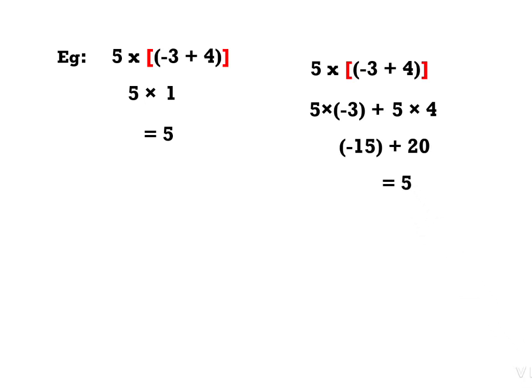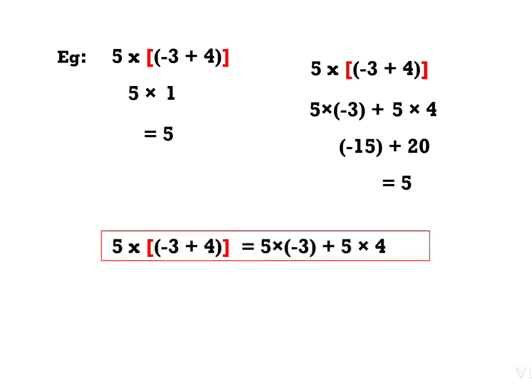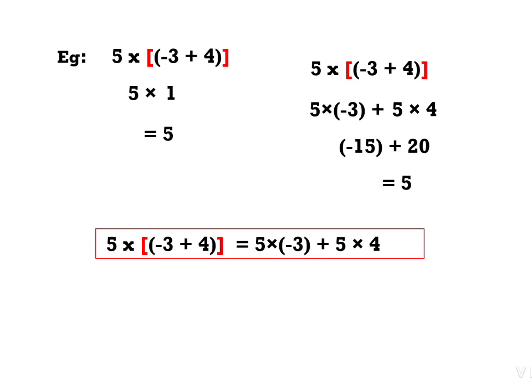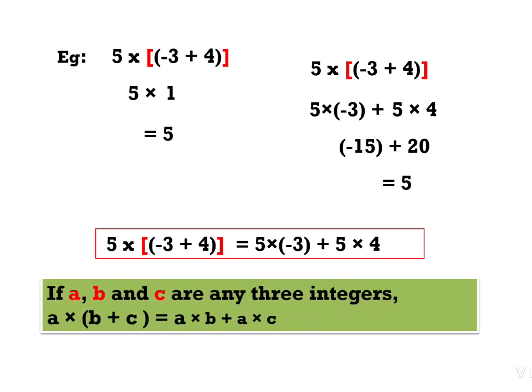Here we can see the same answer. From this we can write 5 into (-3 + 4) equal to 5 into -3 plus 5 into 4. When a, b and c are any three integers, a into (b + c) equals a into b plus a into c. Now let's study some examples using this property.